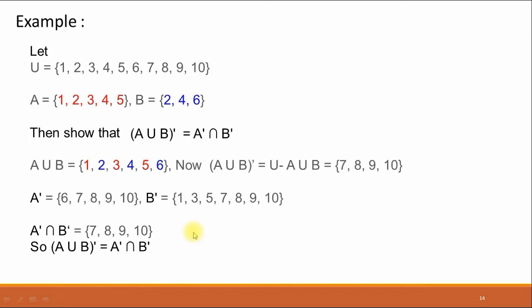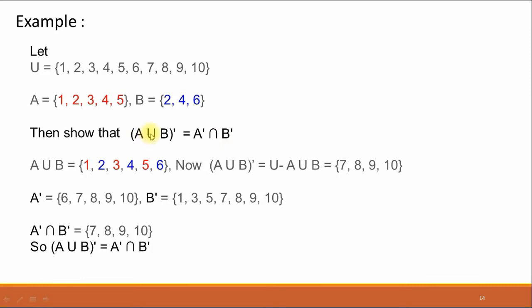Now, how to verify this law? By an example. Let's move on to the example. Suppose we have universal set U containing the elements 1, 2, 3, 4, 5, 6, 7, 8, 9, 10, and A is another set containing the elements 1, 2, 3, 4, 5, and B is another set containing the elements 2, 4, 6. We want to prove the De Morgan first law, (A union B) whole complement is equal to A complement intersection B complement.